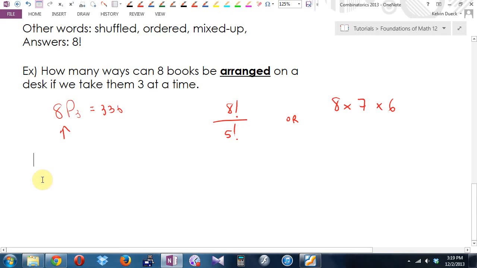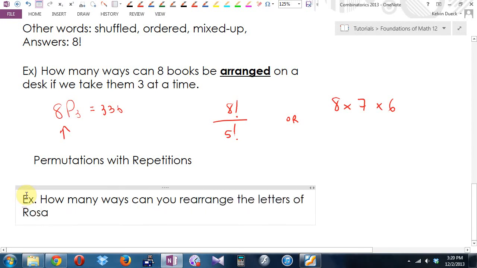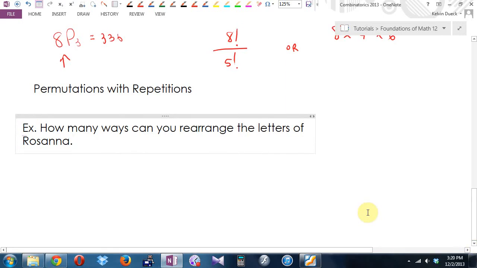Okay? Then we did permutations with repetitions. As an example, how many ways can you rearrange the letters of Rosanna? Okay? What was different about this one from the 8 books or from the word? Okay, letters repeat.